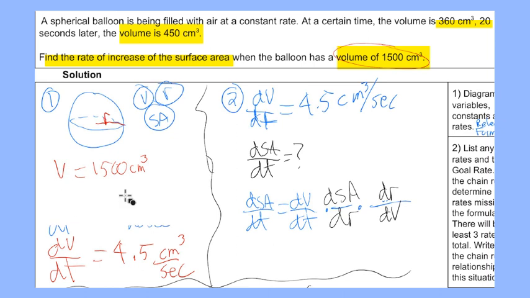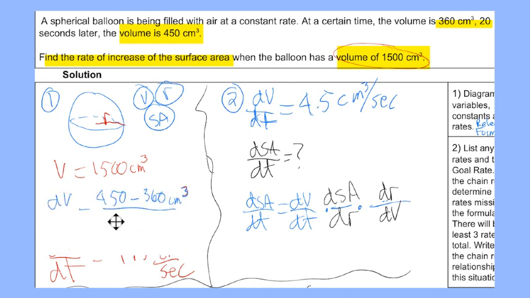So we know that the issue is when it's 1,500 centimeters cubed in volume. That's when we want to know the rate of increase of the surface area. Some other information: we're supposed to list any known rates here. Well, it's not a known rate, but it's awfully easy to figure out. The other important thing, which I should have mentioned, is that it's at a constant rate.